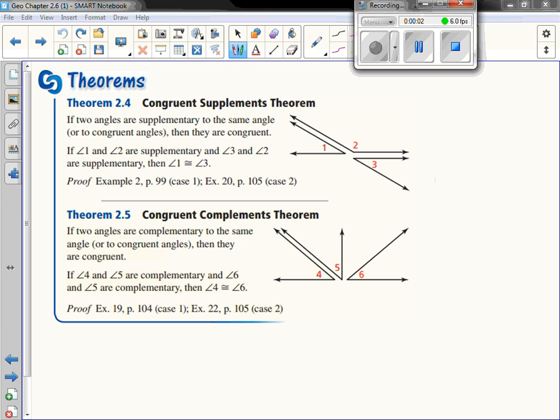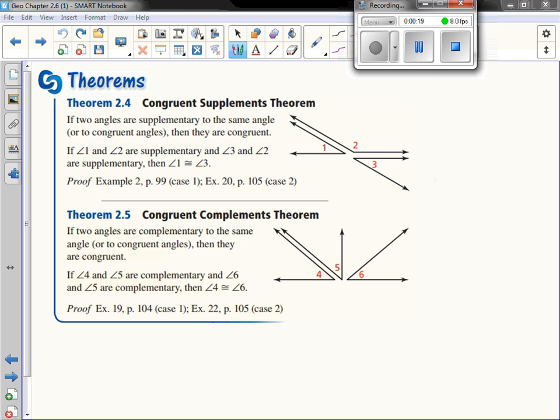So what we're looking at today is chapter 2.6. This is the last section in chapter 2. Now there are two theorems we're going to look at here first. These two theorems are going to be helpful once we start moving on in the rest of the year.